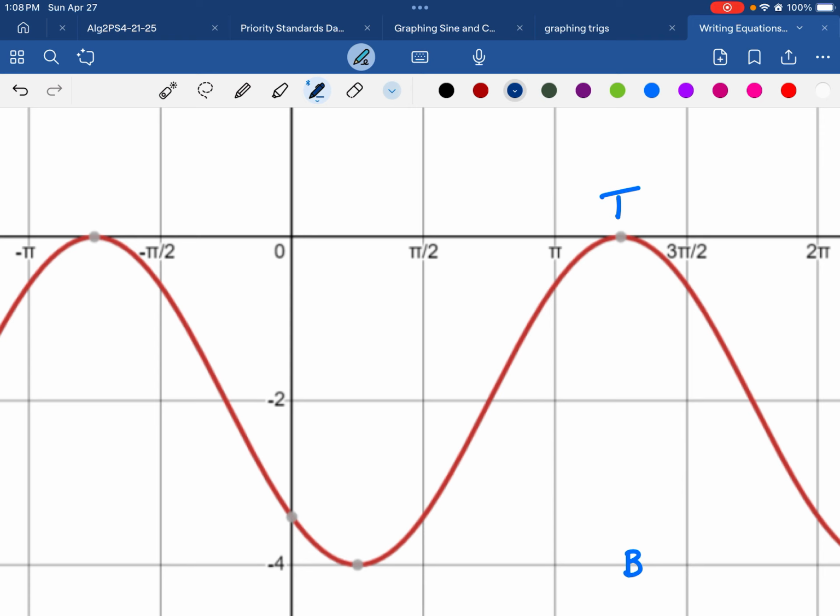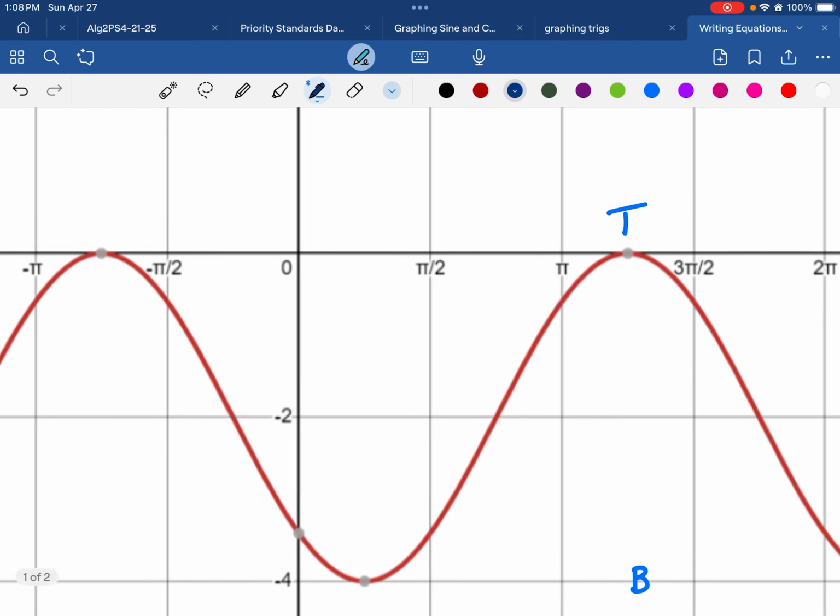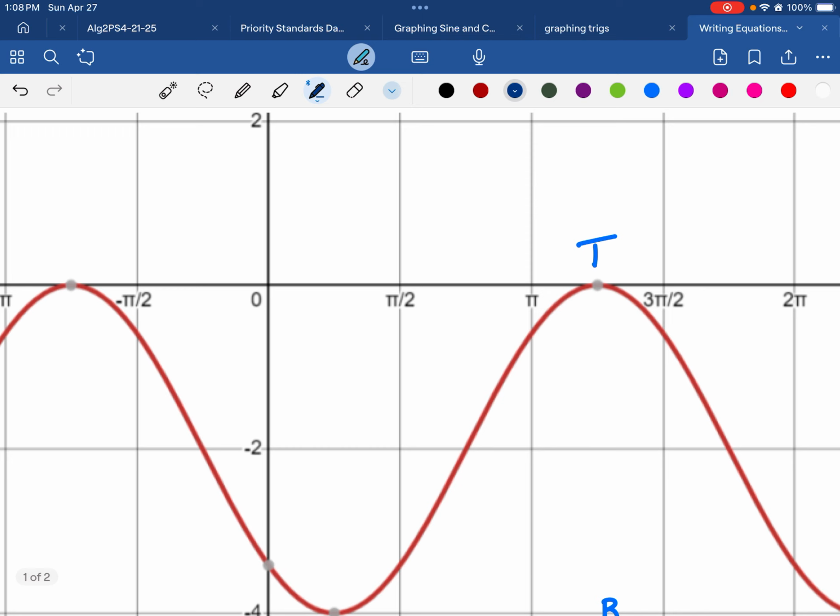I'm going to talk about, and then period. So we need to do period. So we need a start. We need an end. Okay. We need to know what 1 box is worth. 1 box equals pi over 2.